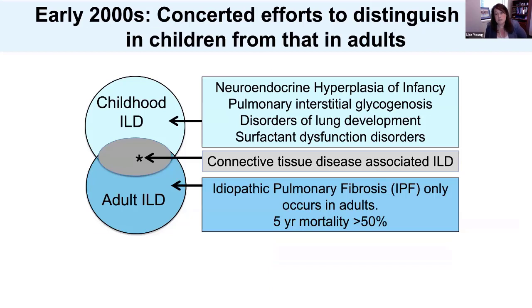So these two very disparate types of interstitial lung disease, at the time, it was just starting to be recognized that we probably needed to work harder to separate interstitial lung disease in children from the forms seen in adults. The predominant form in adults is idiopathic pulmonary fibrosis that has had a 5-year mortality of about 50%.